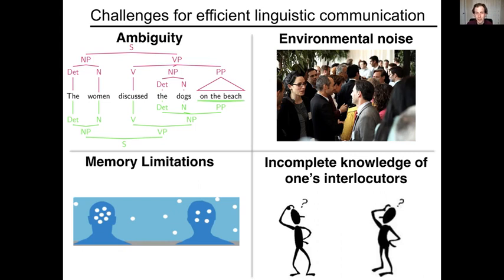Our memory is limited, and that creates a constrained channel in which communication has to occur. And we have incomplete knowledge of our interlocutors. This is actually a constitutive feature of communication. That is, if I knew everything about you and you knew everything about me, then you could predict what I would say, and I wouldn't need to say it, and we could just do away with communication and language altogether. But of course, that's not the case.